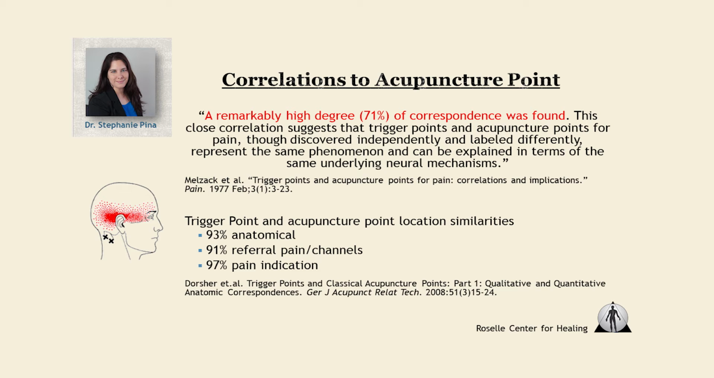91% had the same kind of referral pain. So when they pushed on that muscle, they saw the same type of shooting pain. And 97% had the same kind of pain indications. So they were able to see exactly what was going on in the area. Studies like these help to show that acupuncture points are basically trigger points in disguise.